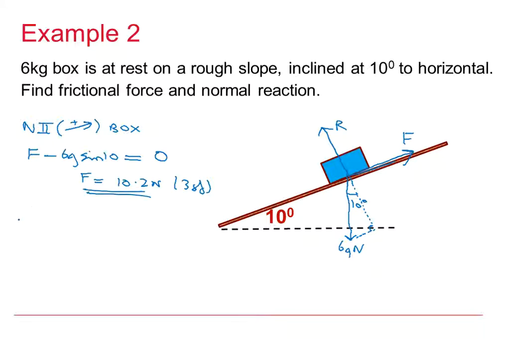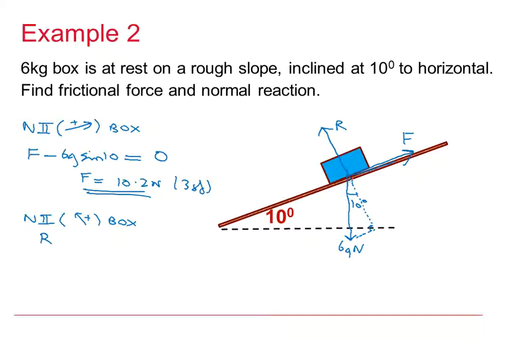I also need to find R, so I'm going to do Newton 2 perpendicular to the slope, and I'm going to take away from the slope as my positive perpendicular direction. So going through the forces in turn, we have R is acting perpendicular and away from the slope, so it's in my positive direction, that's a positive R. F is parallel to the slope, so has no perpendicular component.